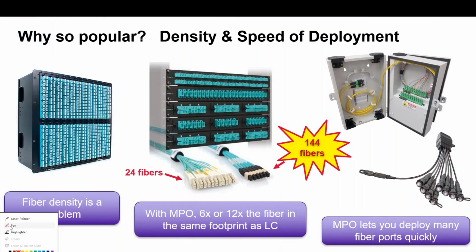I'm going to turn my pointer into a laser pointer here. So why so popular? Here's an LC duplex fiber panel. This is an example of 24 individual fibers, 12 LC duplex connectors. This right here is 144 fibers. So you can do a lot more with an MPO, a multi-ribbon connector, than you can with just individual fibers. There's a lot more density in the same footprint.